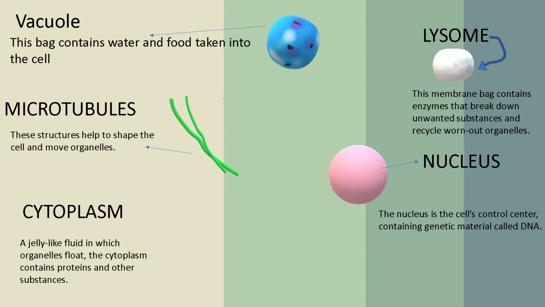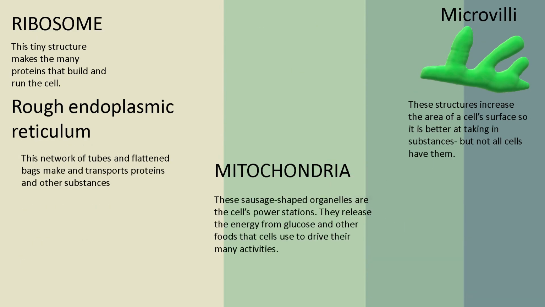Then a very important part, the nucleus. The nucleus is the cell's control center, like how the brain controls the entire body. The nucleus controls the entire cell and contains genetic material called DNA. Very important, guys. Then ribosome. I told you guys we'll be seeing about this one later. This tiny structure makes the many proteins that build and run the cell.